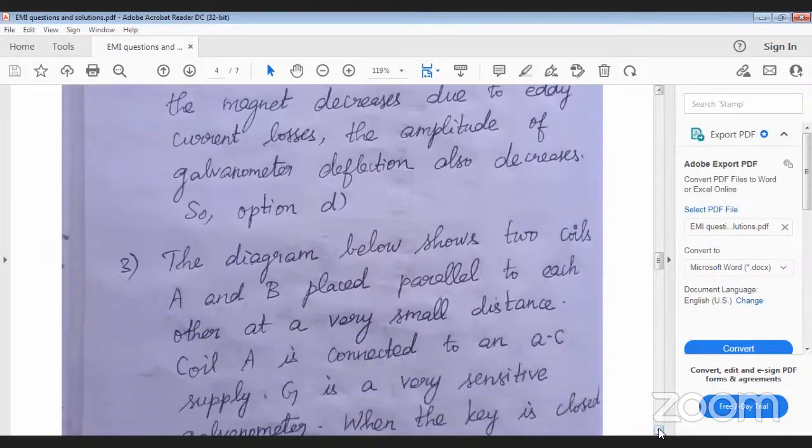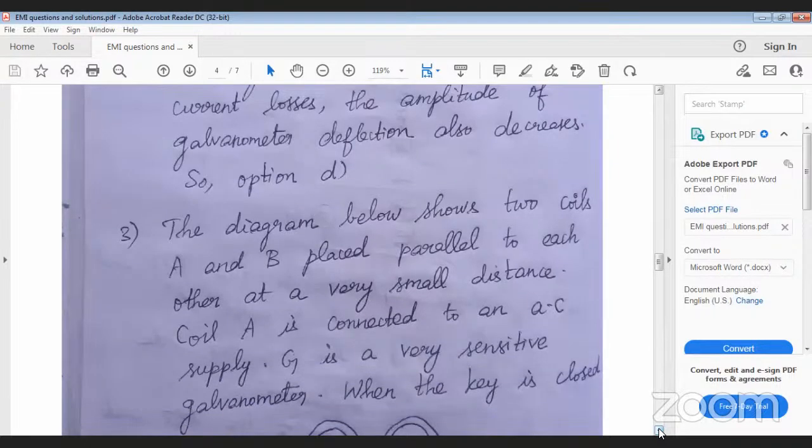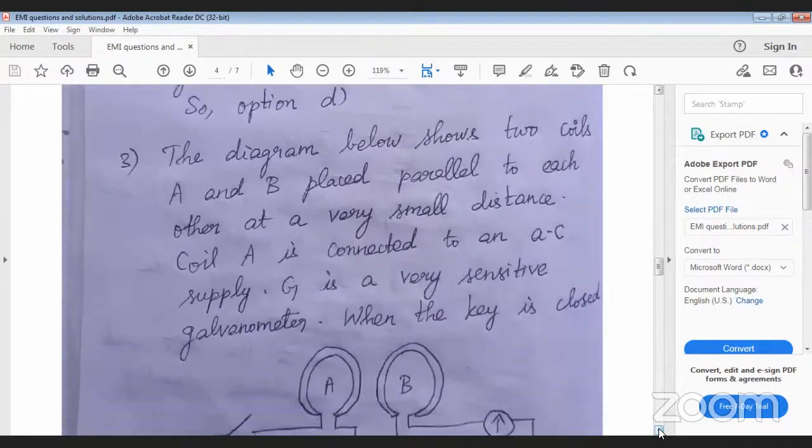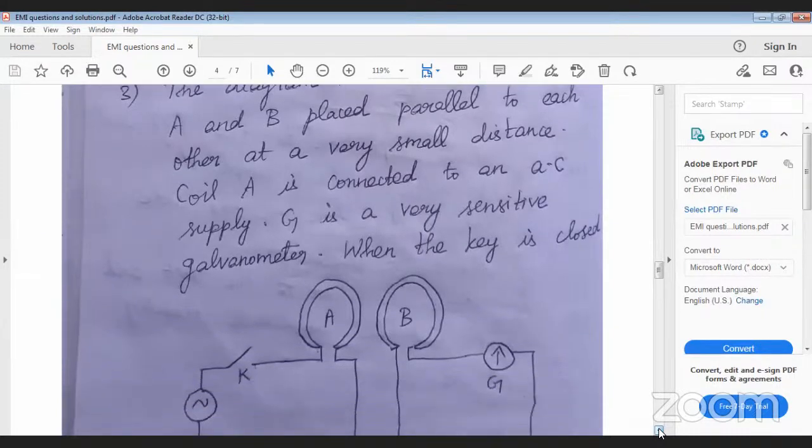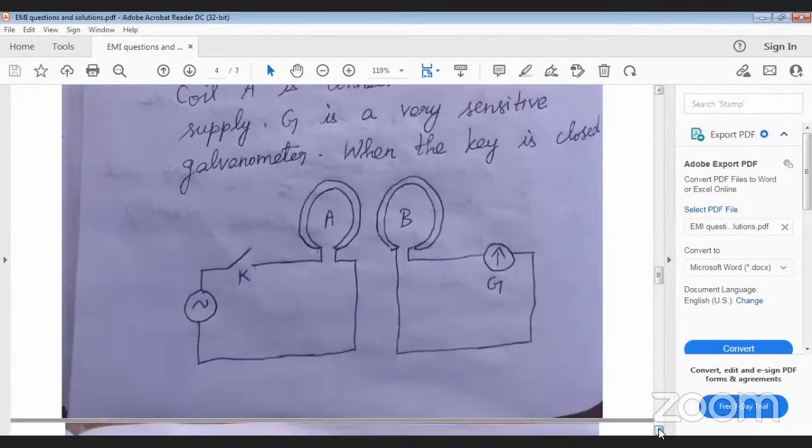The next question you can see: the diagram below shows 2 coils A and B placed parallel to each other at a very small distance. Coil A is connected to an AC supply. G is a very sensitive galvanometer. When the key is closed, what happens? You can see this is the circuit, and here when the key is closed, what happens? You have an AC supply here.